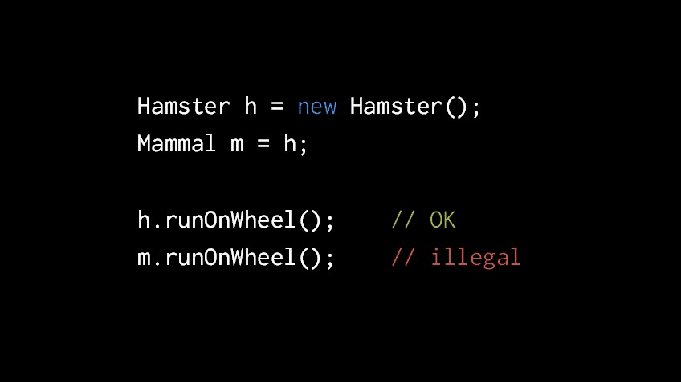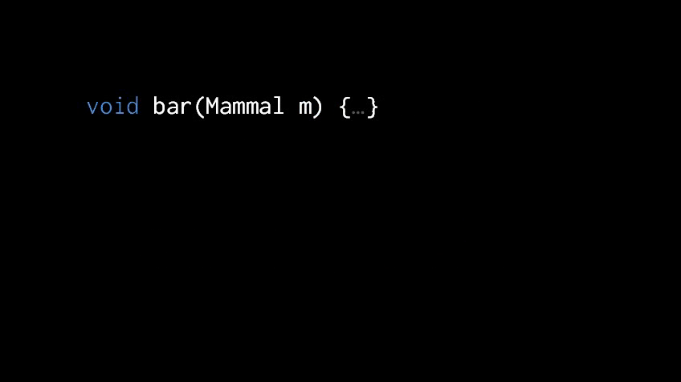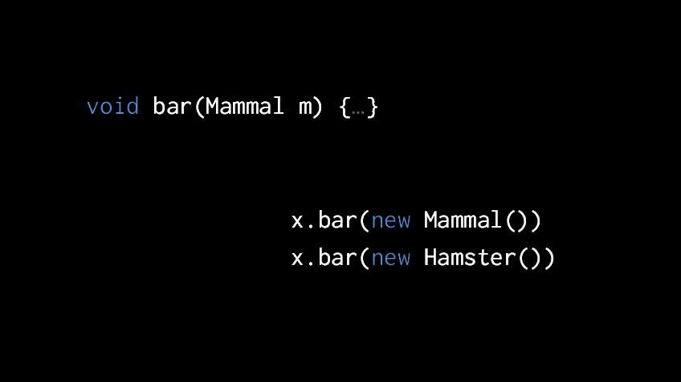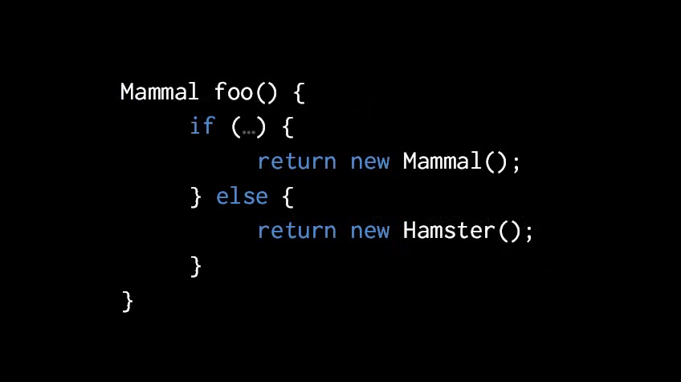This use of subtypes in place of their ancestors works also in function calls, like say here, where we have a method called bar that returns void but expects a parameter of type mammal. Well then, we can pass it either a mammal object or we can pass it a hamster object because a hamster is a type of mammal. And similarly, if we have a method here, foo, which returns mammal, then we can return either a mammal or we can return a hamster. We can return anything which is considered a mammal, so that includes mammal itself or any subtype thereof.